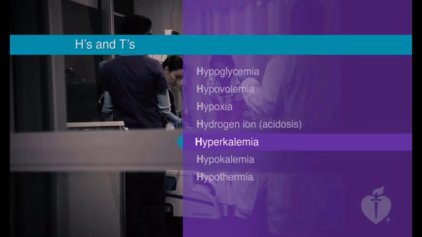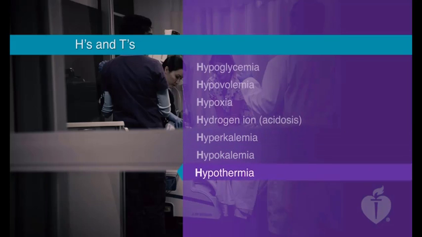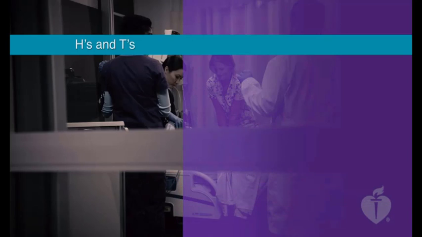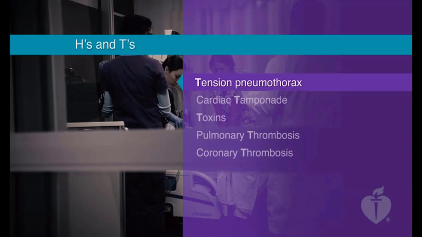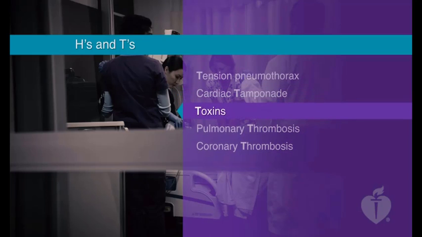Hyperkalemia is an abnormally high concentration of potassium ions in the blood. Hypokalemia is low blood potassium. Hypothermia is when the body temperature drops below 95 degrees Fahrenheit or 35 degrees Celsius. Tension pneumothorax results from an abnormal accumulation of air in the pleural space. Cardiac tamponade is a condition caused by an accumulation of fluid between the heart and the pericardium. Toxins may be best uncovered by a focused history.